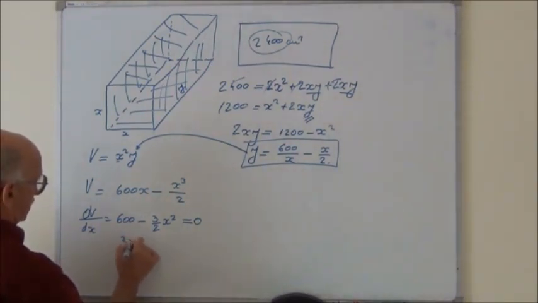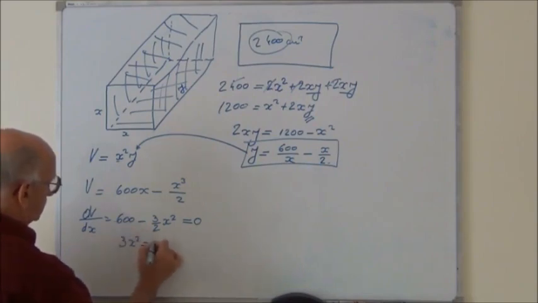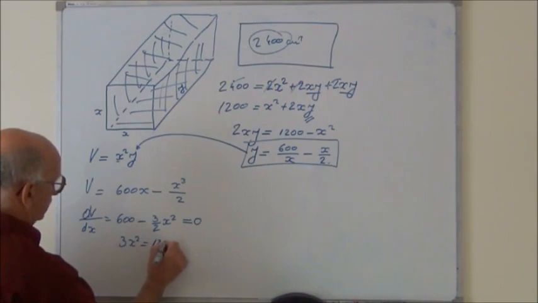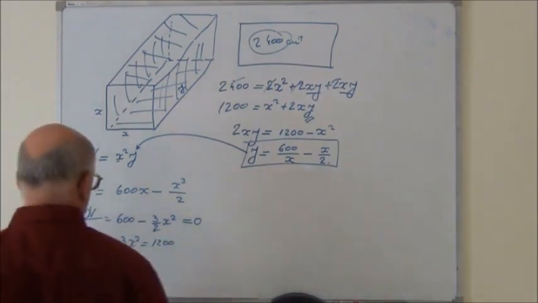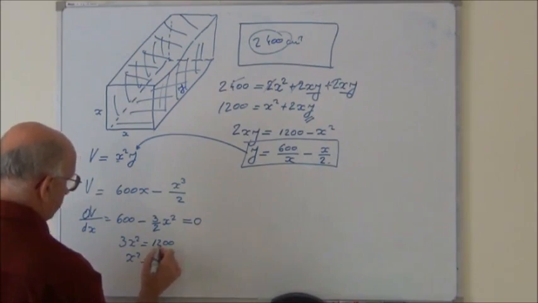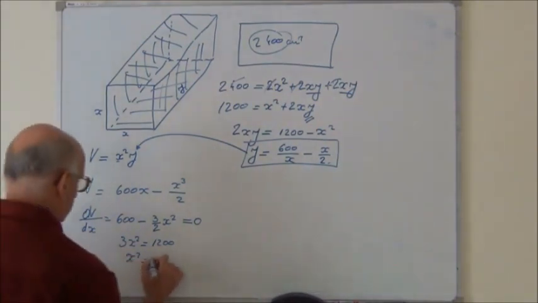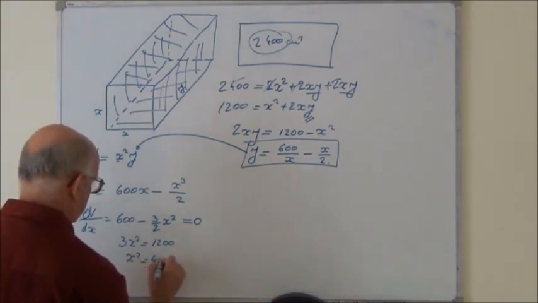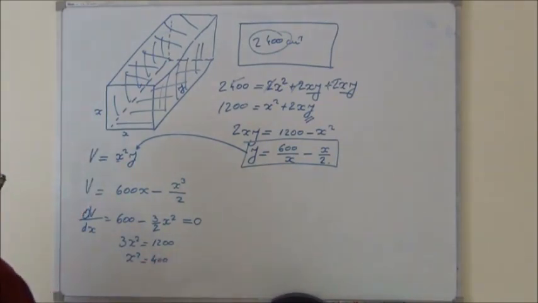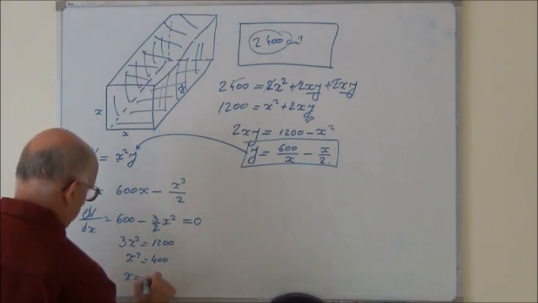To find the maximum value, we have to equate the derivative to 0 and solve this equation for x. So we have 3x squared equal 2 times 600 is 1200, and x squared is 1200 divided by 3 is 400, and the square root of 400, x is 20.